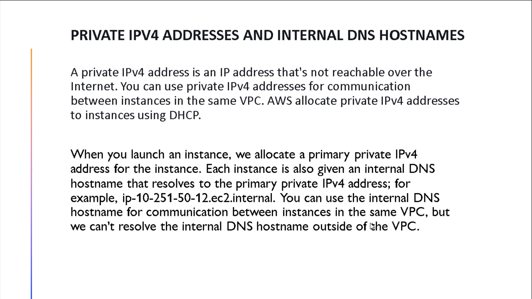You can use the internal DNS hostname for communicating between the instances in the same VPC. But you cannot resolve the internal DNS hostname outside your VPC. Suppose you want to connect your virtual machines to another VPC, that is not possible. Your private IP address is only accessible within your VPC.